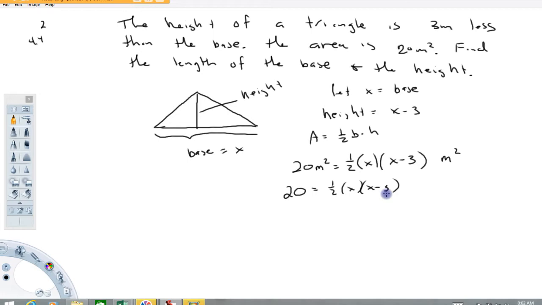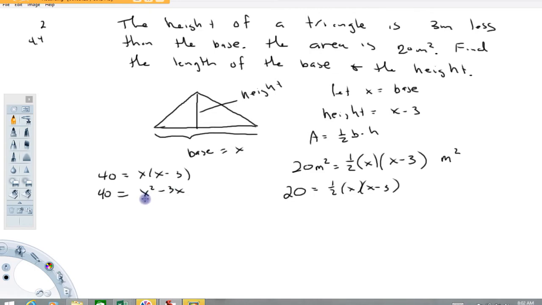The next step is to solve for x. Now, we could distribute this 1/2. However, I'm not going to. I think it will be cleaner if we multiply both sides by 2, because that will get rid of the 1/2. So the new line is 40 equals x times x minus 3. Now, you might be tempted to say maybe x is 0 or x is 3. That only works when you have a 0 on this side. So you can't solve it yet in this form. This has to be distributed. We get x squared, and then minus 3x.